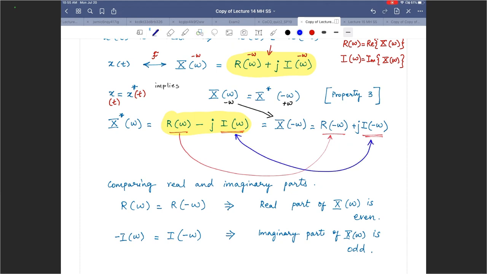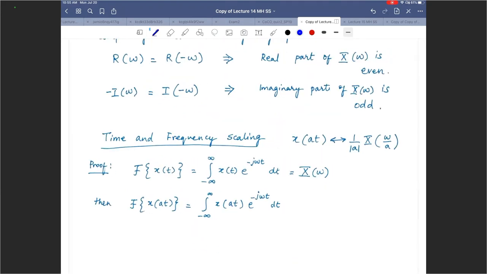If you compare the imaginary parts, what do you have? Negative I of omega equals I of minus omega. That means the imaginary part of the Fourier transform of x is odd. So both those statements combined, we have proved 3a.